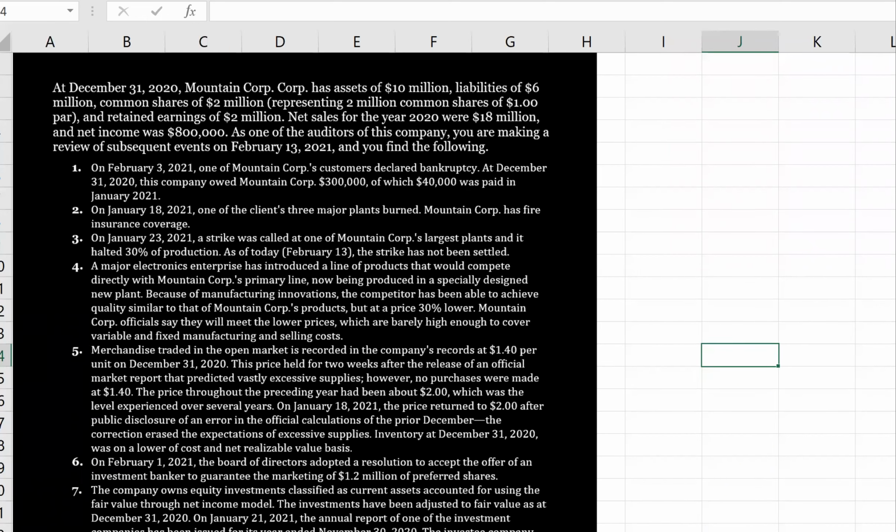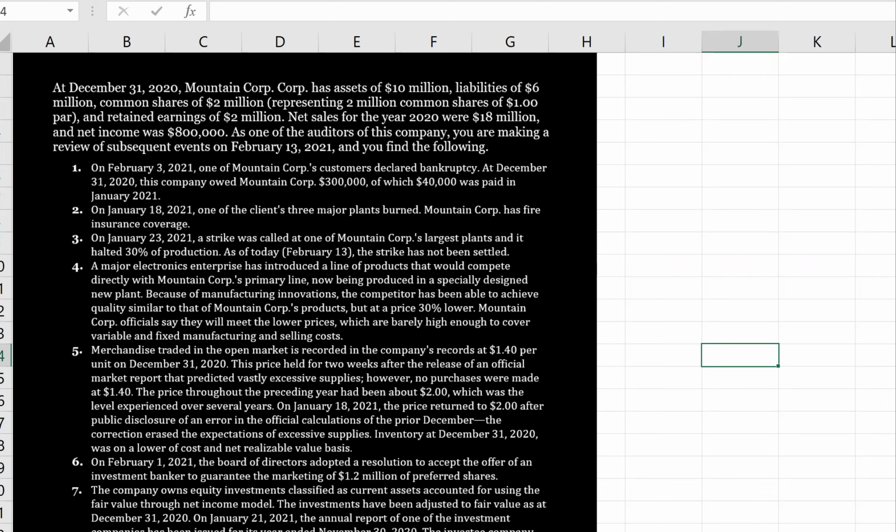This question will walk through subsequent events. On December 31st, 2020, Mountain Corp has assets of 10 million, liabilities of 6 million, common shares of 2 million representing 2 million common shares of $1 par, and retained earnings of 2 million. Net sales for the year were 18 million and net income was 800,000.